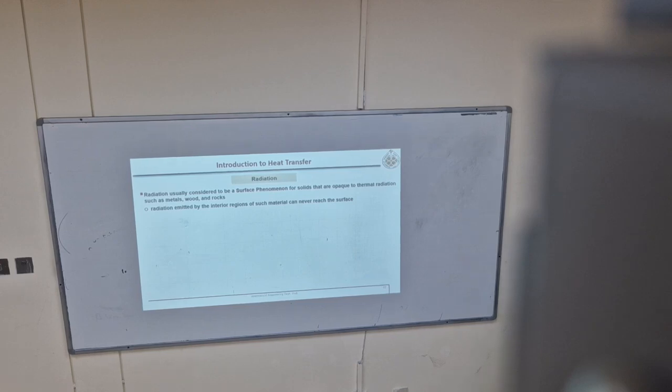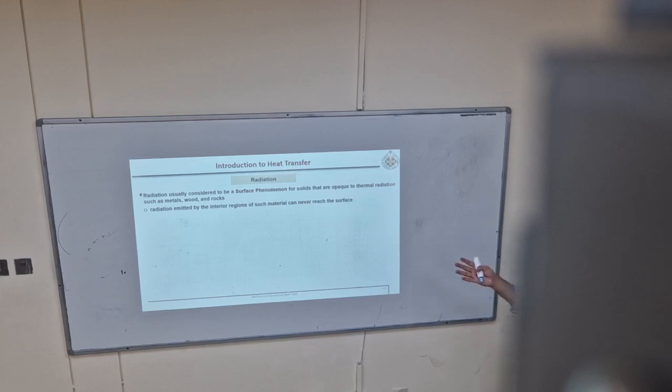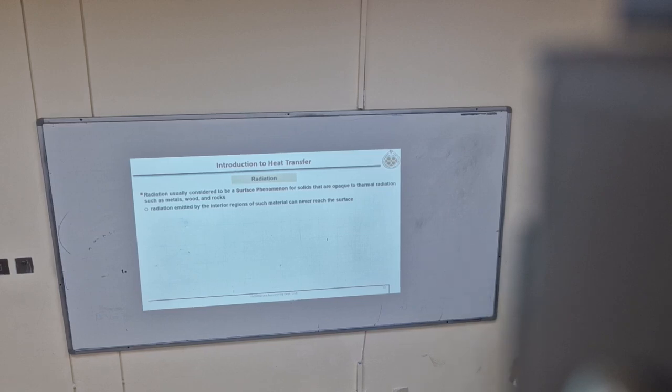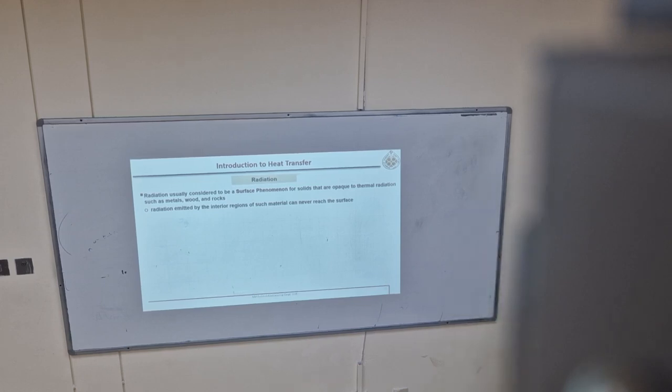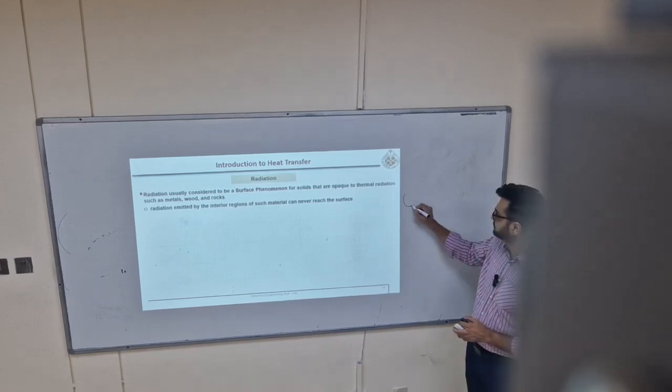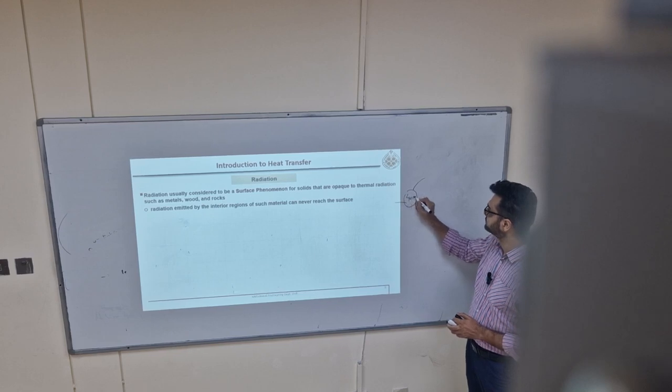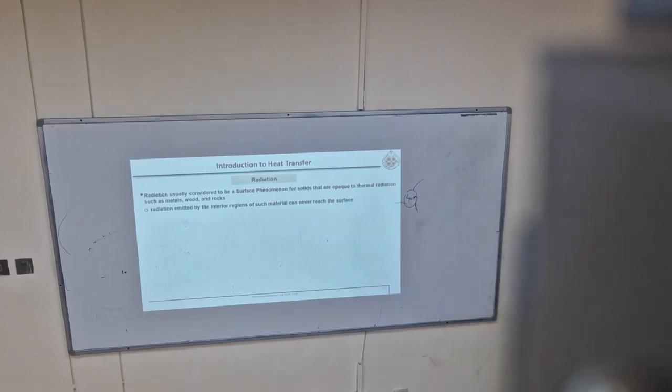It's a volumetric phenomenon because this glass is not only emitting radiation, it is also absorbing, reflecting, and transmitting radiation. So the radiation occurs in the space, right? Yeah, space, but there is a source. What is the source in the space? For example, in our space, the sun is the source, and here is the earth.